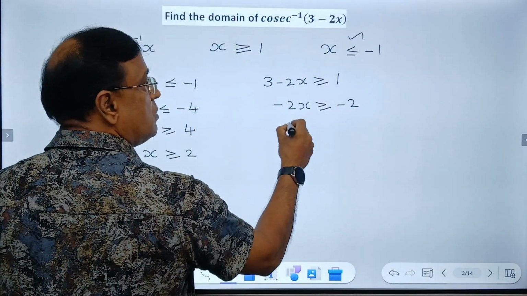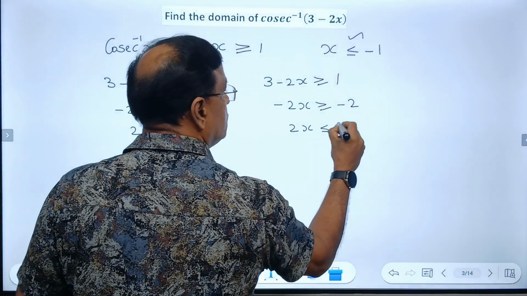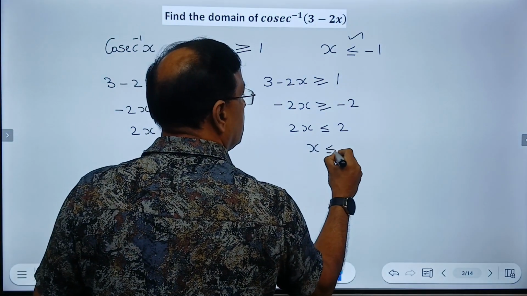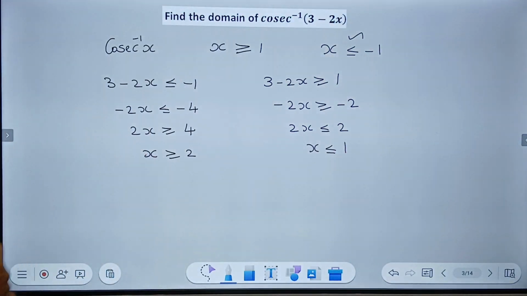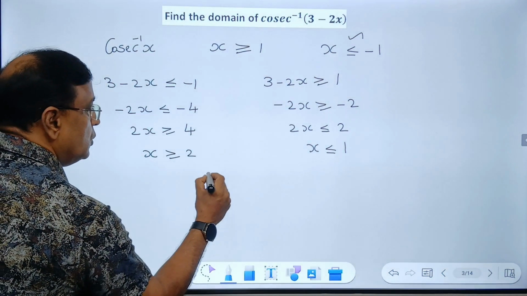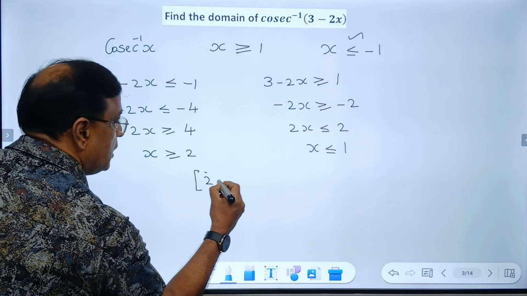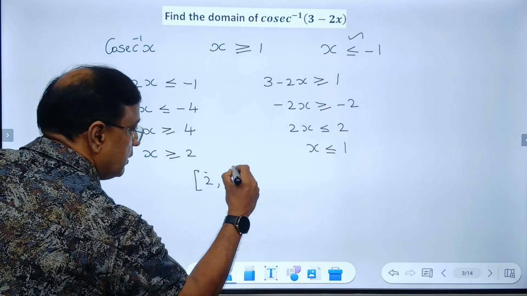Multiply by minus throughout, you get 2x is less than or equal to 2. So x is less than or equal to 1. Okay. So now if I combine both, what happens? This is greater than or equal to 2. So it will be closed interval 2 comma open interval infinity.